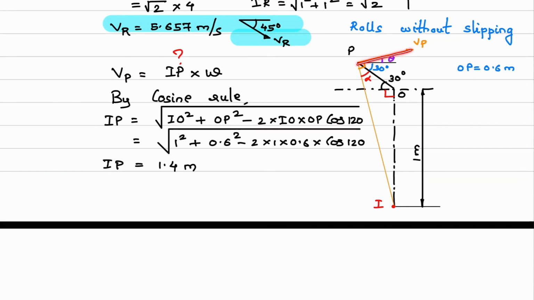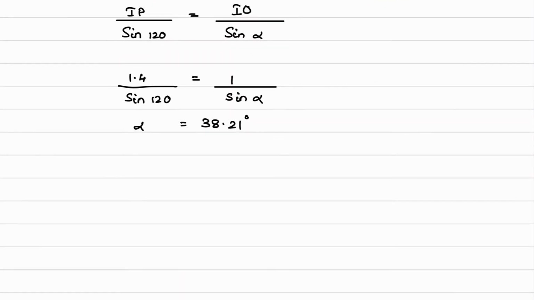The angle of velocity vector Vp with IP is 90 degree. This is perpendicular. Now this angle is given in the question as 30 degree. I have drawn the horizontal over here, so by alternate angle, this angle will also be 30. So alpha plus 30 plus theta is 90, and alpha we know, so we can calculate theta. Alpha plus 30 plus theta equal to 90 degree.